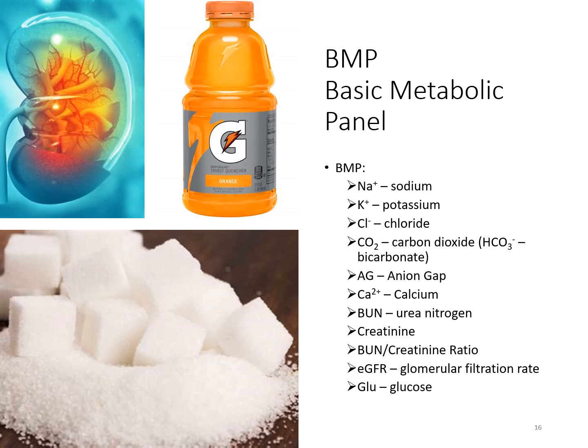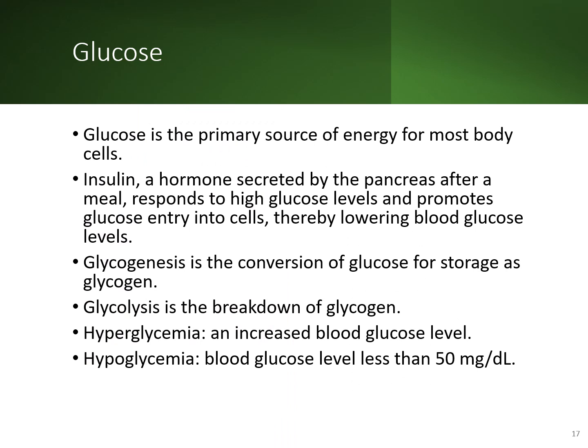A BMP, a basic metabolic panel, includes the electrolytes as well as the kidney function tests, and it also includes a glucose. So glucose is the primary source of energy for most of the cells. Insulin is a hormone that's secreted by the pancreas, and it responds to the glucose by promoting entry of that glucose into the cells, and that's what lowers the blood glucose levels.